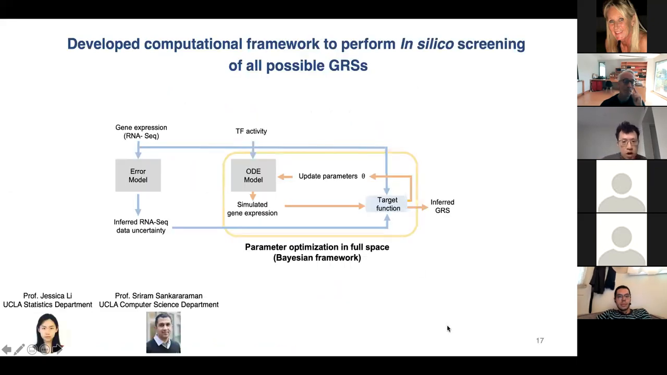So after we got this error model, we also required a computational framework that allows us to plug in such input-output data together with data uncertainty. So again, working with Jessica Lee and Sriram, we came up with this Bayesian optimization framework that allows us to identify all the possible gene regulatory strategies from the data we have collected, and search all the parameters in the full parameter space.